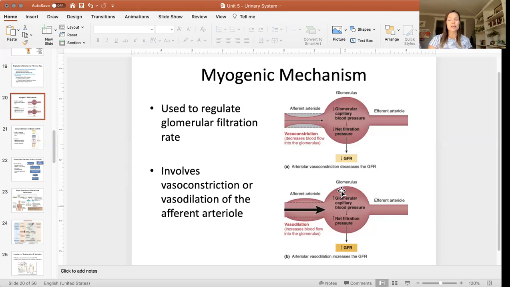So the response would be the exact opposite of what we saw in the first situation. The afferent arteriole will dilate. That's called vasodilation. And that will increase blood flow through that afferent arteriole into the glomerulus. And now if there is an increased amount of blood reaching the glomerulus per minute, then that is going to increase the filtration rate.